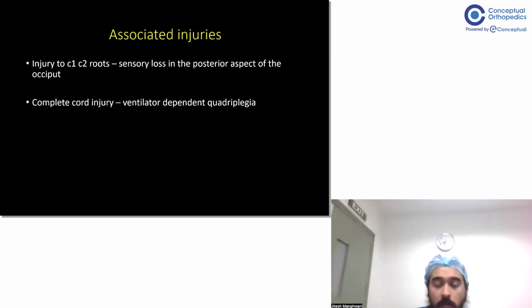Whenever we have patients with a complete cord injury, unfortunately, they have ventilator-dependent quadriplegia. Whenever they have this complete quadriplegia at the area near the brainstem, the respiratory centers also don't work, the diaphragm is paralyzed, and that is how these patients are ventilator dependent.